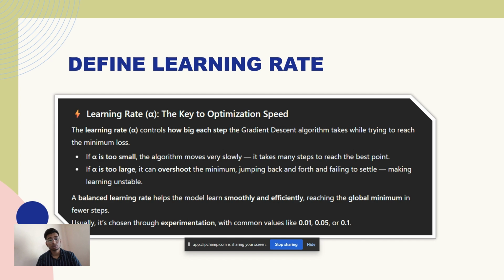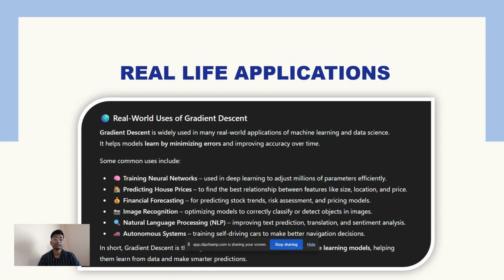If alpha is too large, it can overshoot the minimum, jumping back and forth, failing to settle, making learning unstable. A balanced learning rate helps the model learn smoothly and efficiently, reaching the global minimum in fewer steps. Usually, it's chosen through experimentation with common values like 0.01, 0.05, or 0.1.